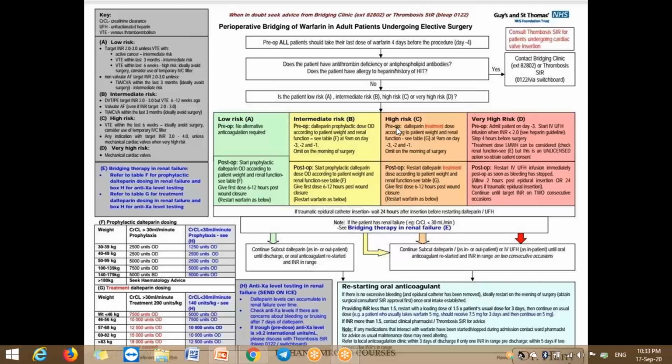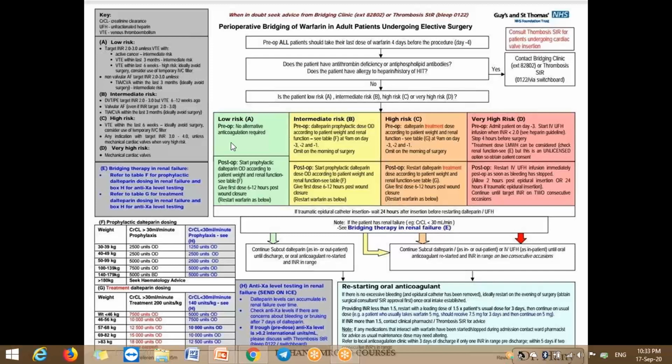Okay. Got it, doctor. Thank you. Sir, while using LMWH, in case of metallic valve, we use bridging LMWH in therapeutic dose. So should we start it 6 to 8 hours post delivery and post cesarean also, sir?